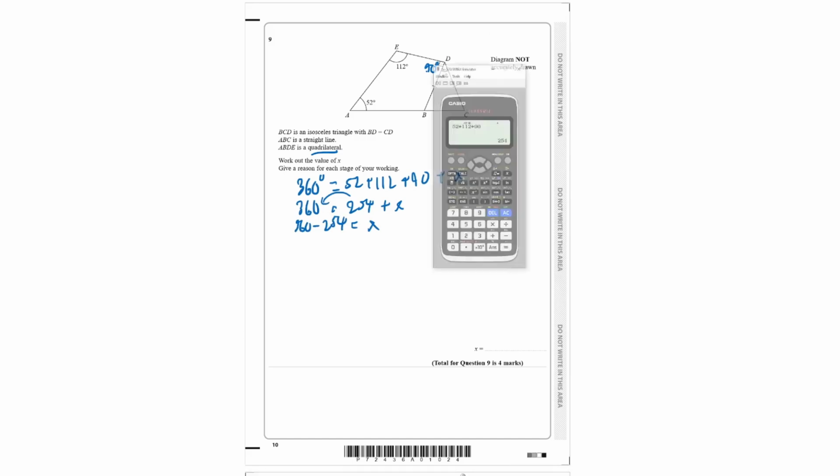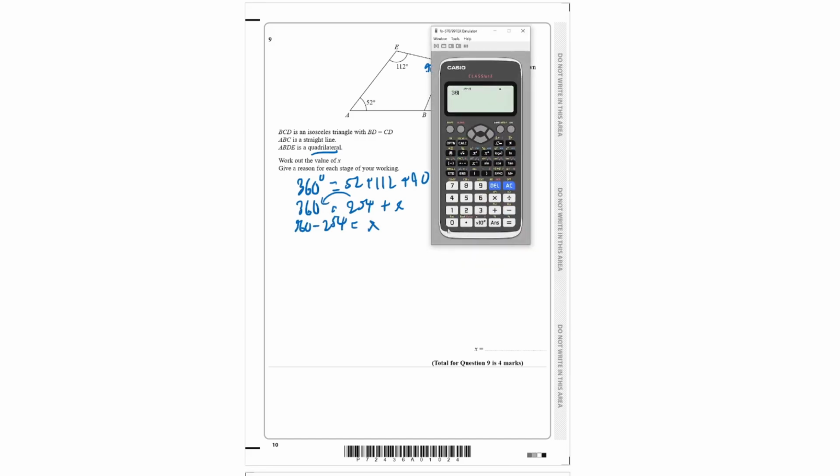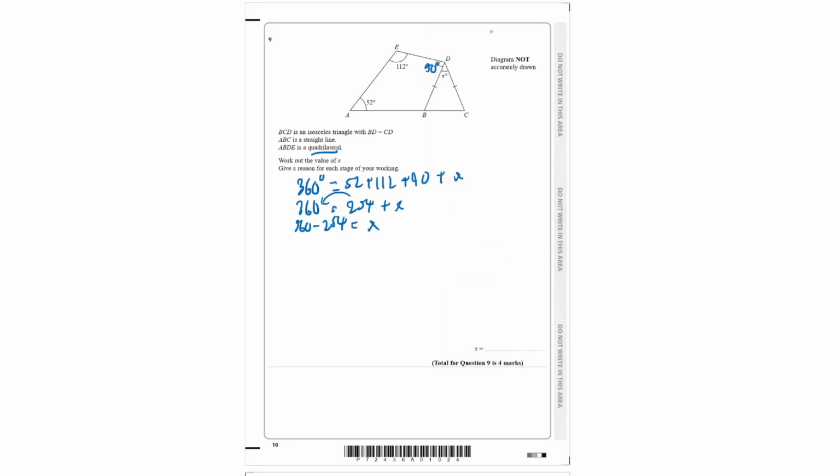So that means 360 minus our answer gives us 106. X is equal to 106. But that means that this angle is 106 degrees. Now that we know that this is 106 degrees, we know that a straight line is 180 degrees. We can then find this angle.